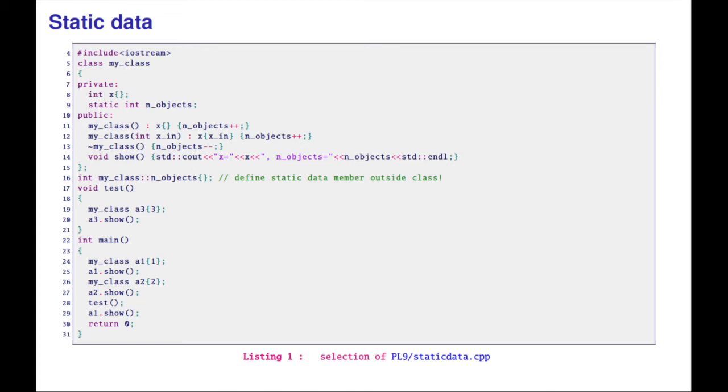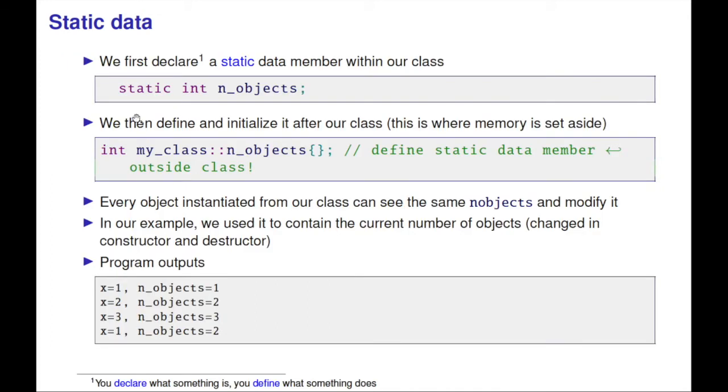Let me explain a little more what happens. We had this static int nObjects. The other really important thing is that outside the class, I made this statement where I initialized nObjects. That's really important. If you define a static data member, it has to be initialized outside the class. Every object instantiated from our class can see the same nObjects and modify it.